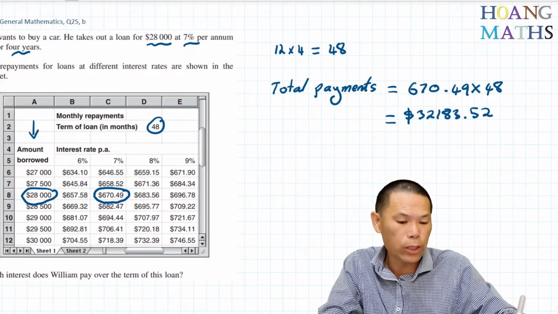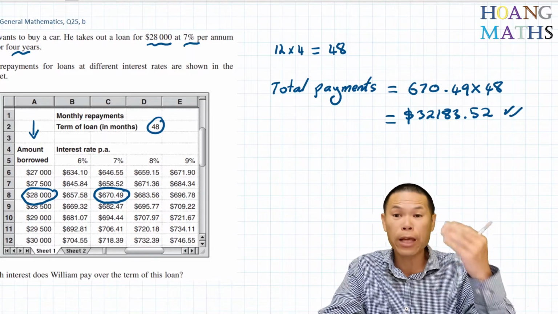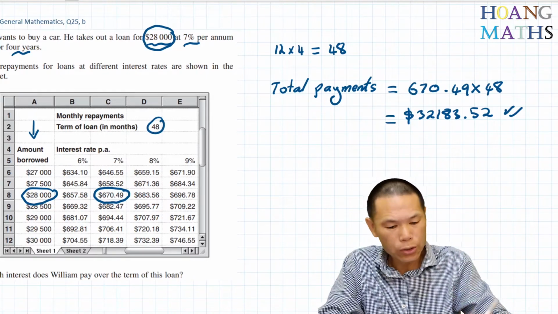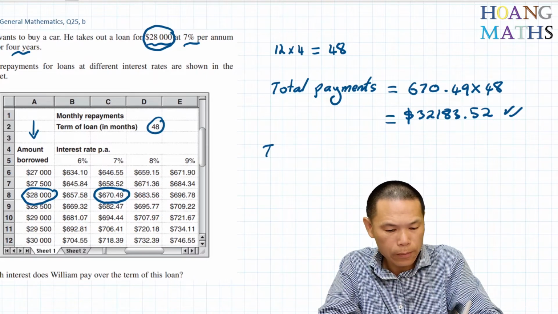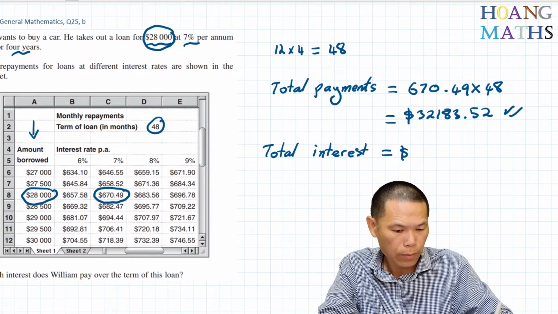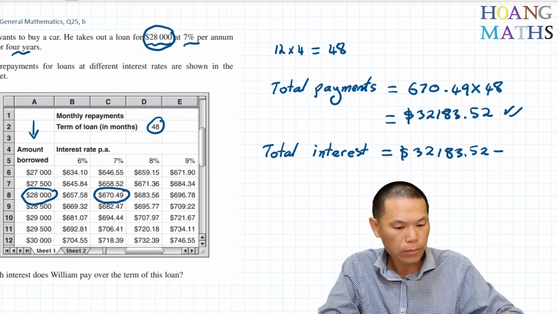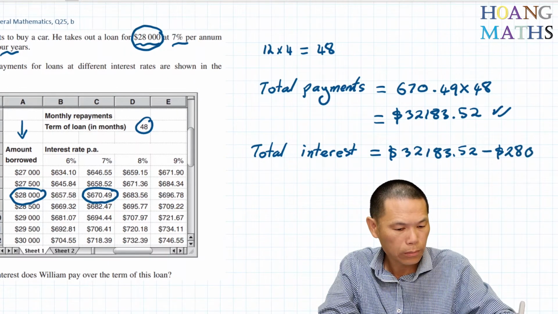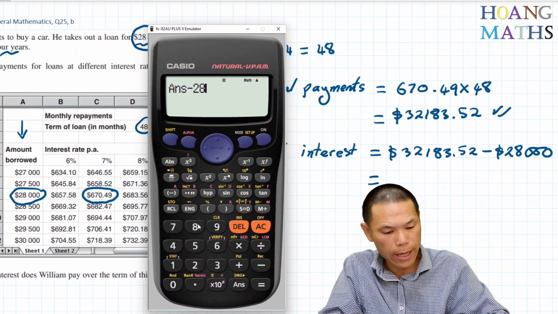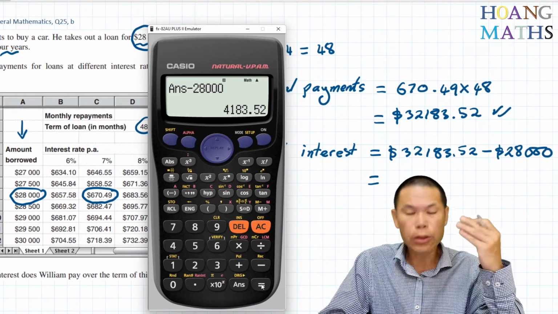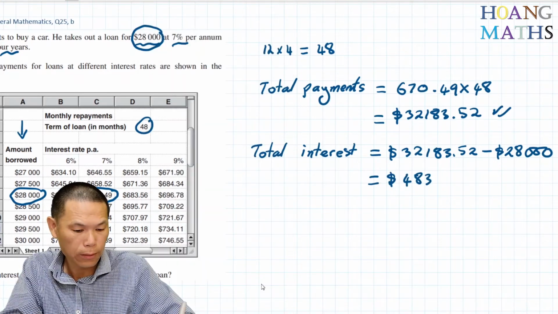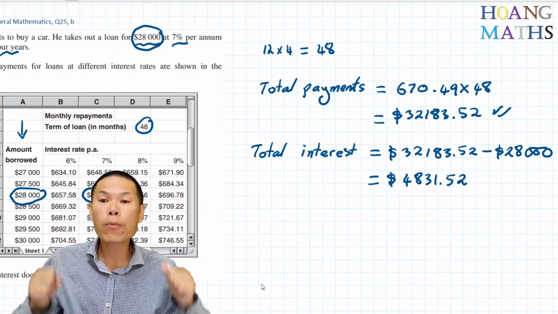Now, to work out the interest, we just need to work out the total amount that he paid minus the amount that he borrowed. So in this case, he borrowed $28,000. So therefore, the total interest is equal to answer minus $28,000. So that is $4,183.52. There you go. I hope you got it correct.